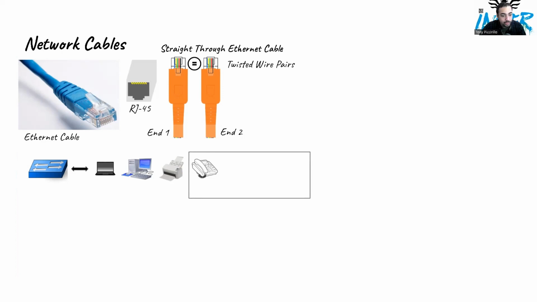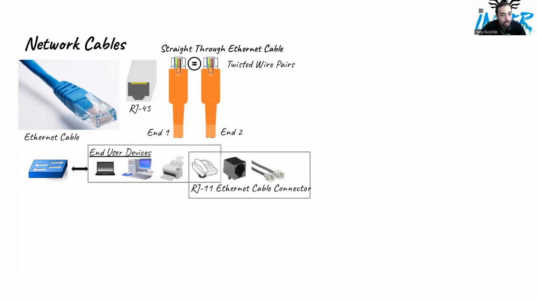So, IP phones use a different Ethernet cable connector, which has a smaller head called an RJ11 Ethernet cable. The RJ11 jack or port is much smaller than an RJ45, as the head of an RJ11 is much smaller. So these devices can be grouped together into what are called end-user devices. End-user devices are any kind of device that people use to access the internet or other digital resources.